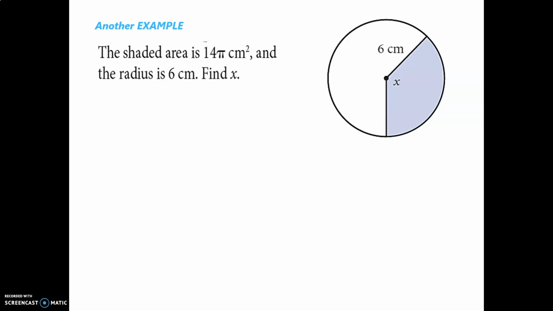The shaded area is 14 pi square centimeters and the radius is 6. Find out what x is. So find out what that angle, that A is, that angle which is the same measurement as this arc. So I use the formula. The area of a sector is A over 360 times pi r squared. The area is 14 pi, so that's going to go in here. The radius is 6, that's going to go in here.